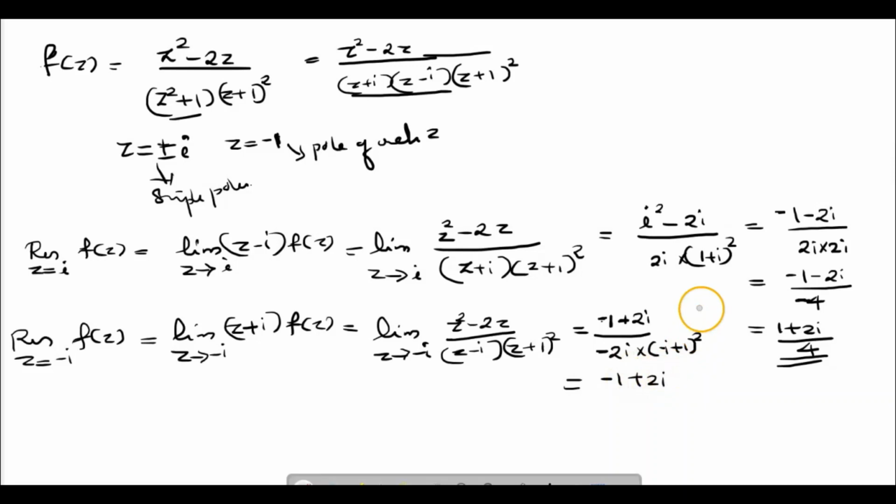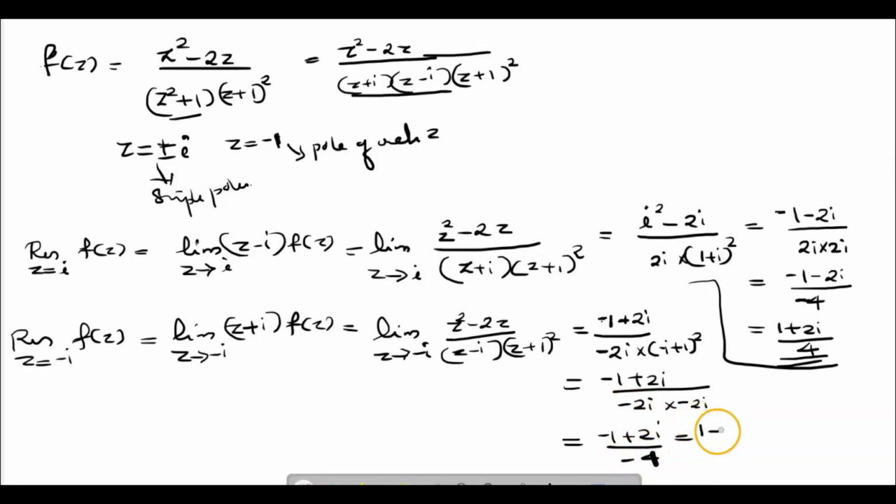Minus 1 plus 2i divided by minus 2i into (1 minus i) all square. This is (a plus b) whole square and (a minus b) whole square: this is 2i and this is minus 2i. So what we get is minus 1 plus 2i divided by 4 into i square, that is minus 1, and minus 4. So what we get is 1 minus 2i divided by 4 as the answer.